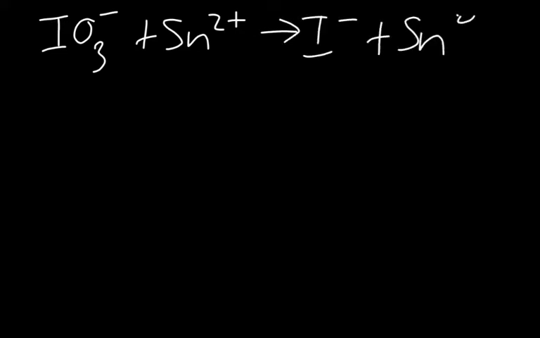Now, if you can identify the reducing agent and the oxidizing agent, that's great because that'll help you see where the electrons are going on either side of the equation. But ultimately what you have to do is balance the half reactions first, because you have to make sure that the charges on both sides are the same. So we're going to first do the IO3 minus with the I minus.